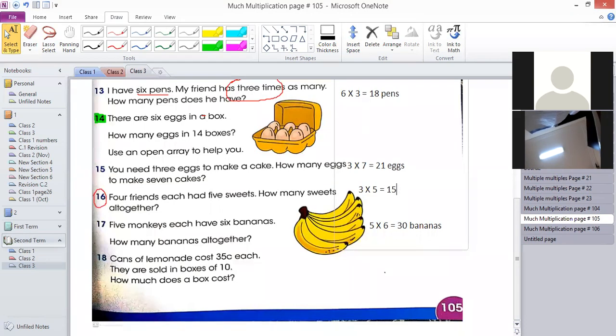Equals to 20. Sweets. All clear, boys? Yes, sir. Clear, sir.